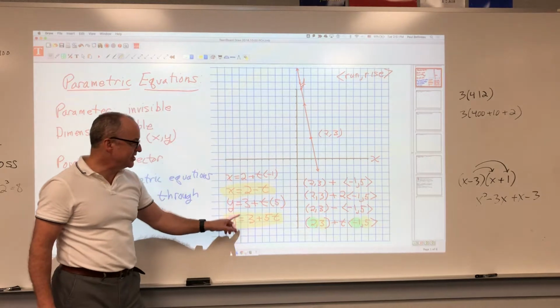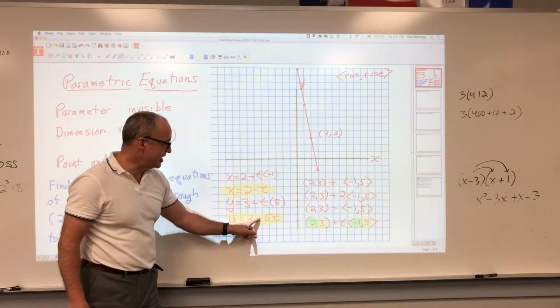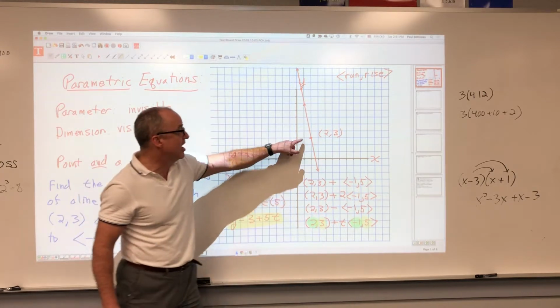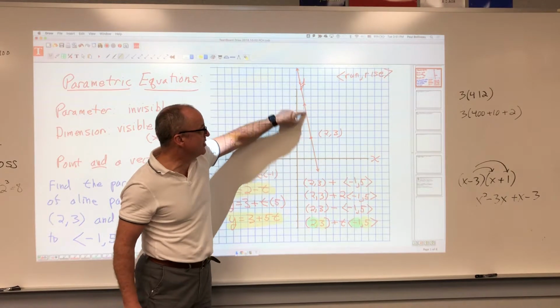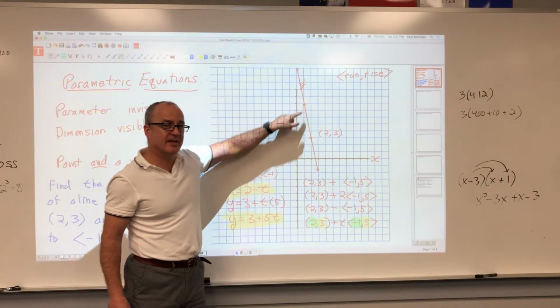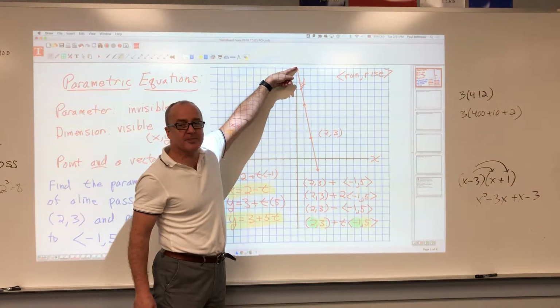When t is 1, 2 minus 1 is 1. 3 plus 5 times 1 is 8. You're right here. So when t is 1, it's like you followed the vector one length. When you plug in 2 for t, I guarantee you'll wind up here.